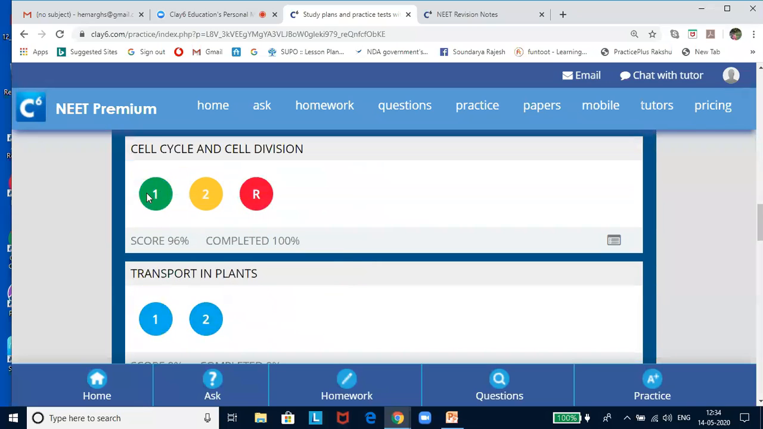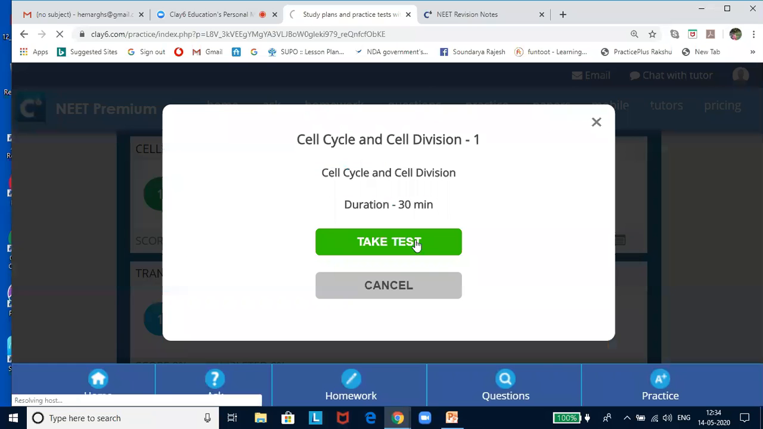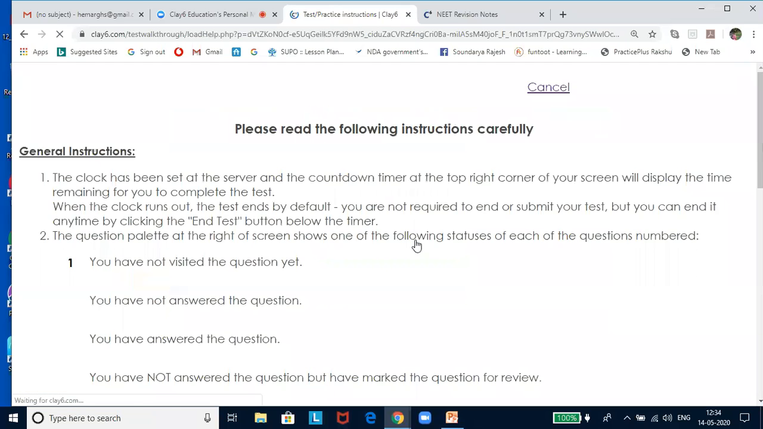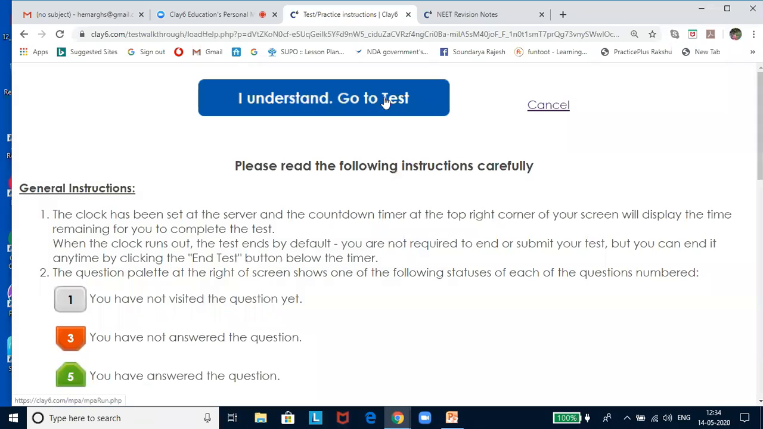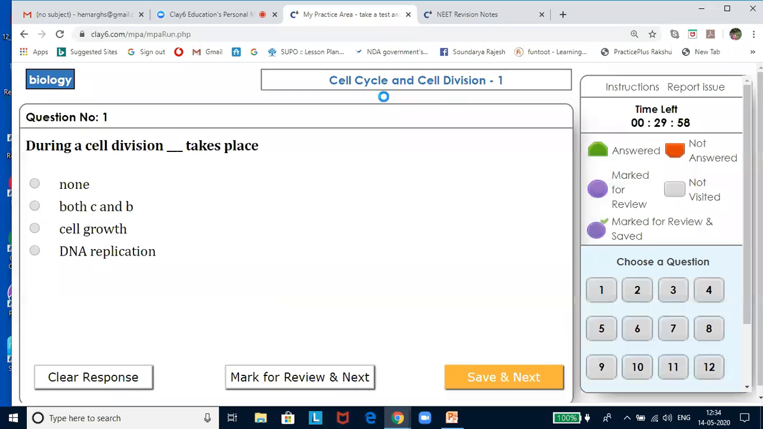One is the cell cycle and cell division. Let me take the test. During the cell division, dash take place. See here, A, B, C, D are not there, but probably it is the cell growth and DNA replication. So these are the two things. So both C and B.